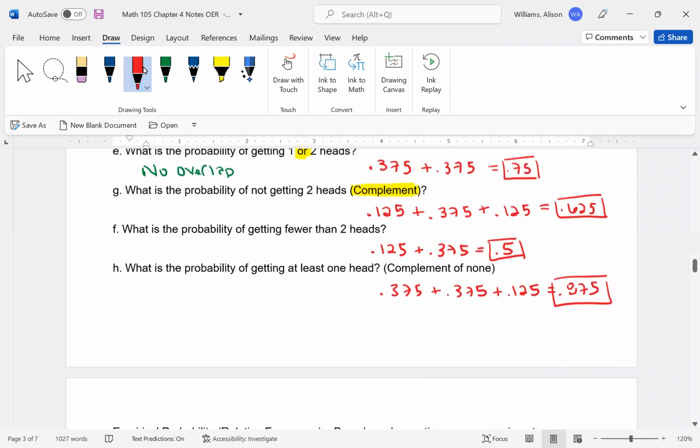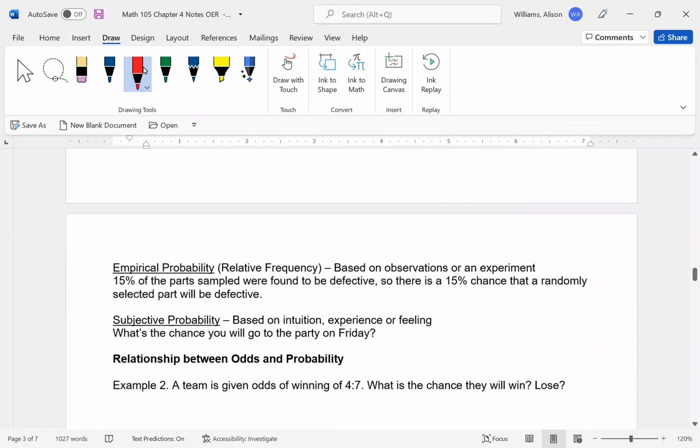Now, we're going to look at the other 2 types of probabilities, empirical probability and subjective probability. Empirical basically means we're basing it on observations. We don't have theory behind us any longer. So an example is 15% of parts sampled were defective. That's because when you're making something, you don't necessarily know what percent is going to be defective. So we'd have to actually gather a sample and see how many of them end up being defective. That's empirical. So it's based on data.